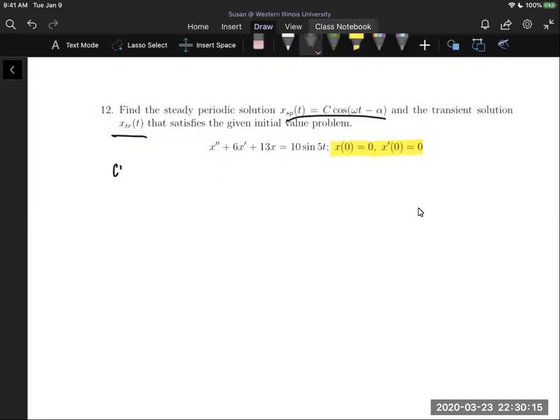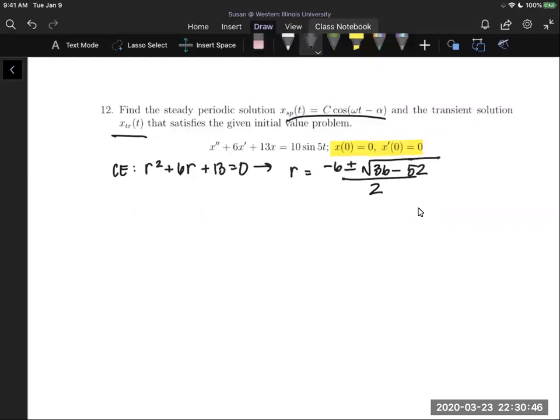Let's find our characteristic equation that's associated with the homogeneous DE. So that's going to be r² plus 6r plus 13 equals 0. We'll use the quadratic equation again. -6 plus or minus the square root of 36 minus 4 times 13. So that's 12, carry the 1, 52.